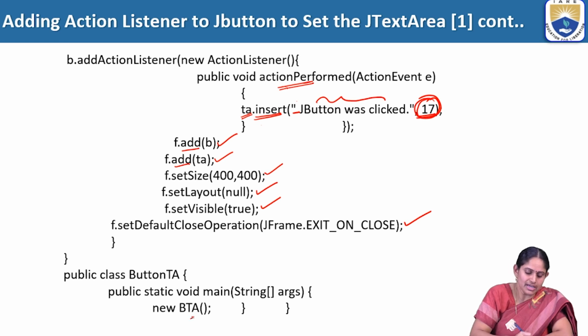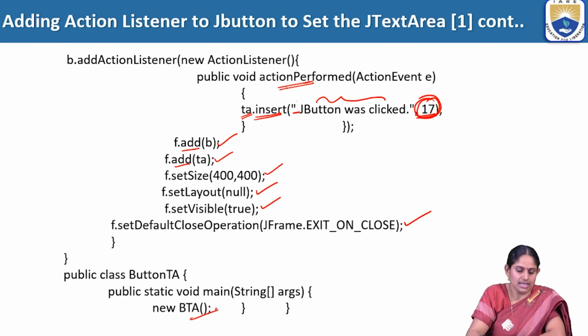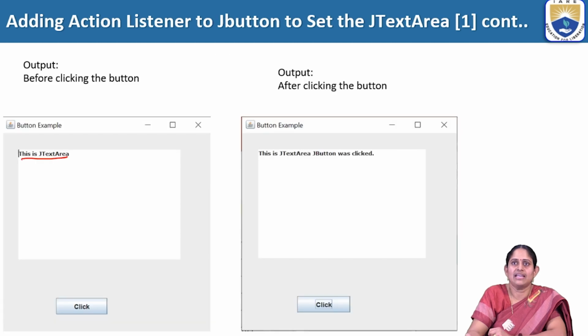And inside the main, we are creating the object of that particular class. So this is how we add an action listener to the button, which will set the text area to some particular value.